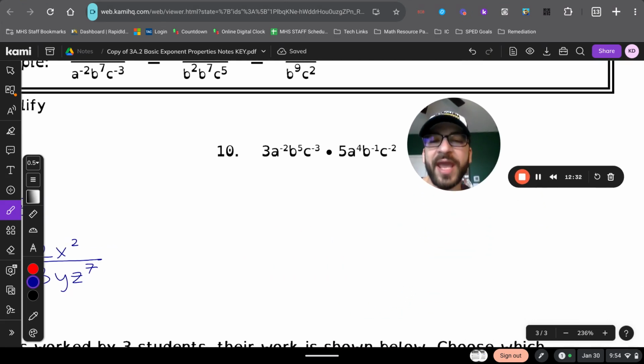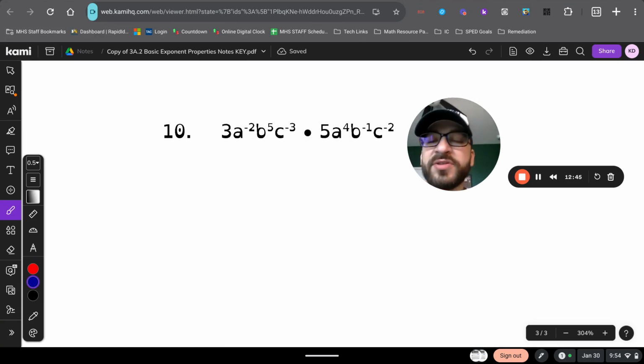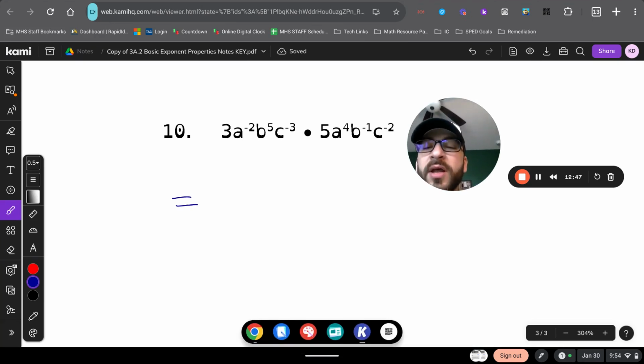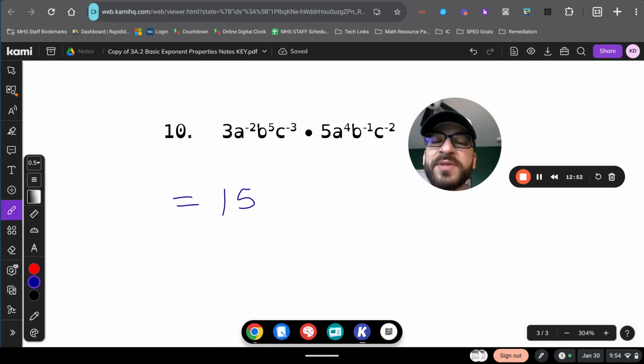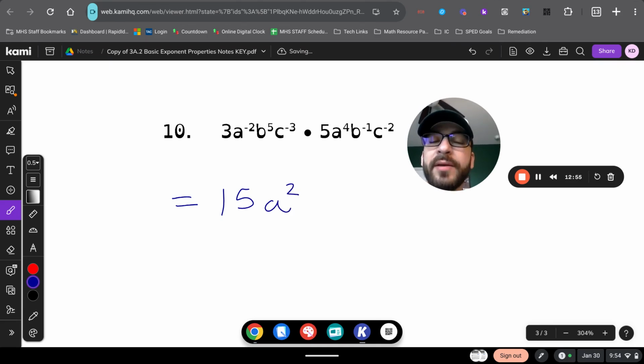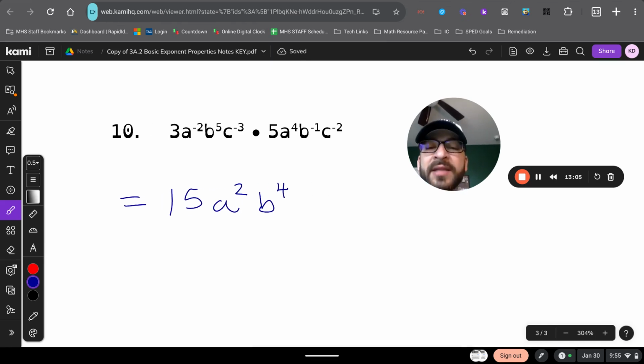Number 10, we have 3a to the negative 2, b to the fifth, c to the negative third, times 5a to the fourth, b to the negative first, c to the negative seventh. And everything's being multiplied, so let's go ahead and do our product property. So we have 3 and 5, which do not have powers, so we can just go ahead and multiply them as 15. A to the negative 2 plus a to the fourth, negative 2 plus 4 would equal a to the second. B to the fifth and b to the negative first, adding those together would give us b to the fourth. And c to the negative third and c to the negative seventh, adding those together would give us c to the negative tenth.